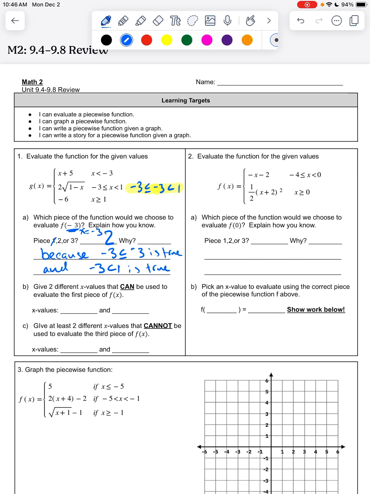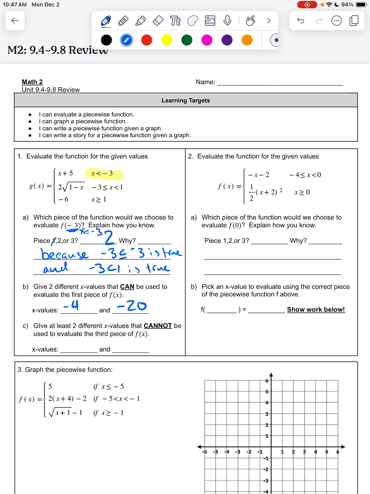Now, if we want to evaluate things in the first piece, we have to take x values that are, in fact, less than negative 3. What are some examples of that? Well, negative 4, we could use there. Negative 20, that would also work there. Any number that is less than negative 3 would work for that first piece.